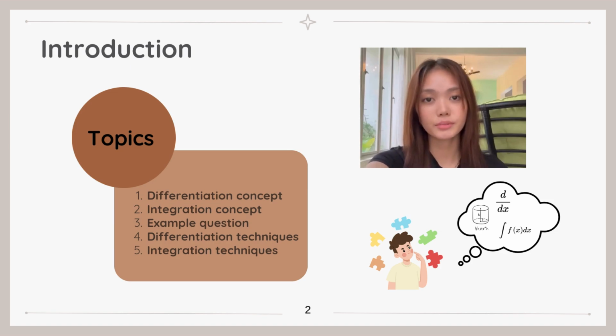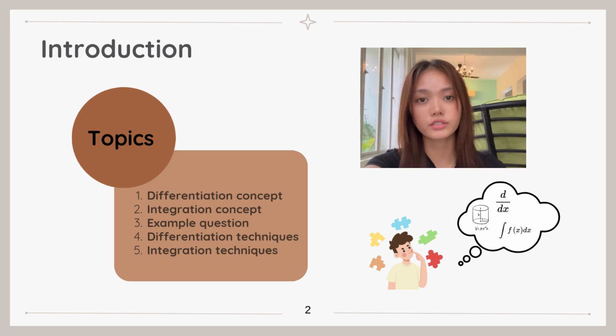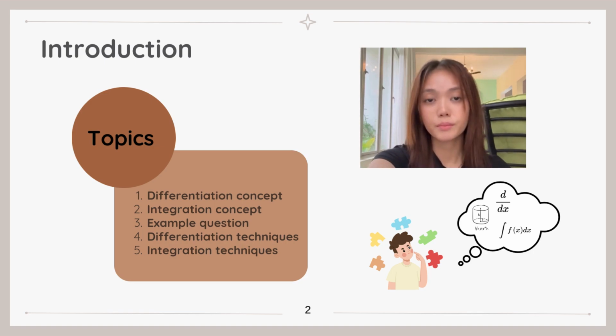Hello, in this video, the topics discussed will be about differentiation and integration. Differentiation and integration are both fundamental operations that are used to solve real-world problems. Differentiation focuses on calculating the rates of change and slopes of curves, while integration focuses on calculating areas and volume. Both concepts are often used in fields like physics, economics, engineering, and computer science.